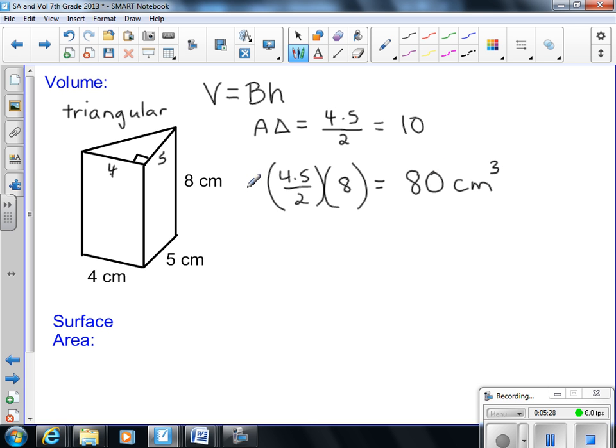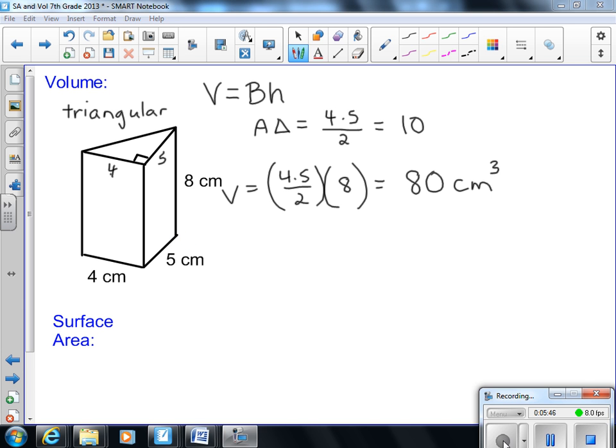Okay, so this is really the volume all in a nutshell. Take the area of the base, which is a triangle this time, 4 times 5 divided by 2, the base of the triangle times the height of the triangle divided by 2, times the height of the prism. That's like how many layers you have.